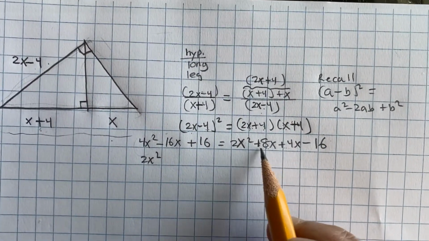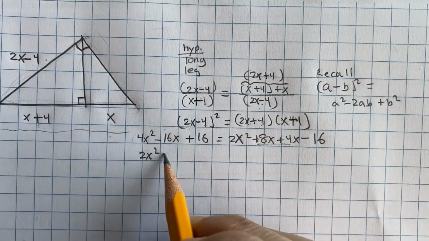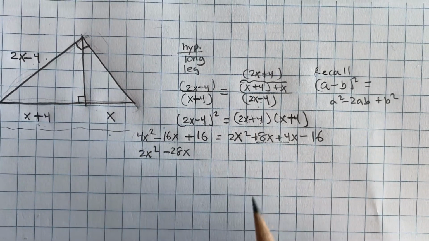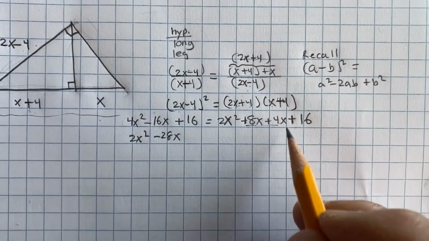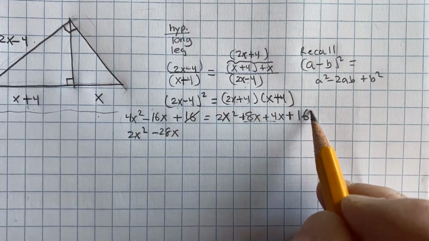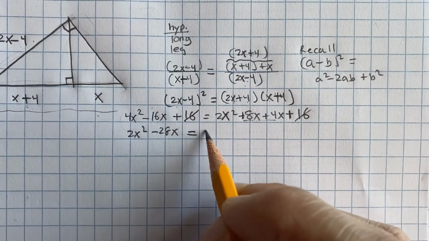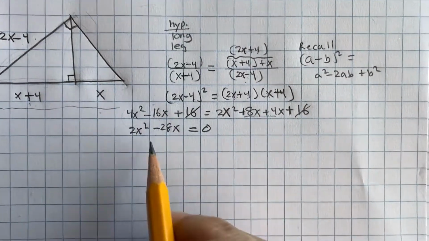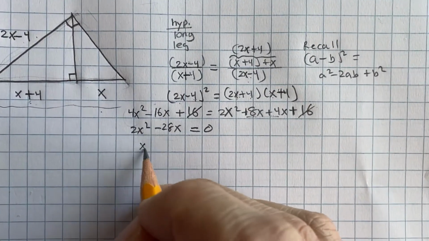Okay, so this is positive 12x minus 16x, minus 12x is minus 28x. This should also be positive 16, right? Because everything's positive now. These 16s are going to cancel out, and I'm just left with a 0 here, okay? So you don't need to use the quadratic formula on this problem right here, right? You could just factor out a 2.